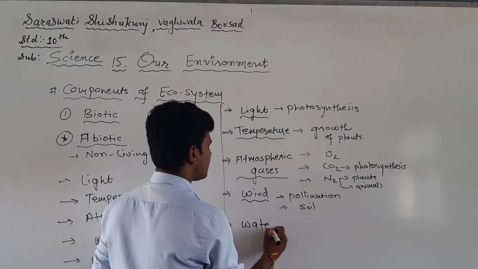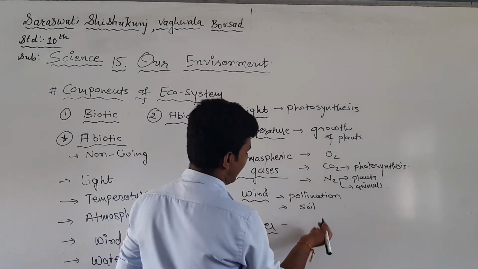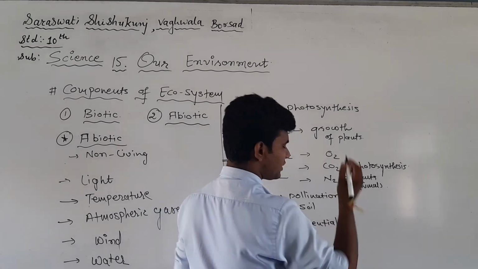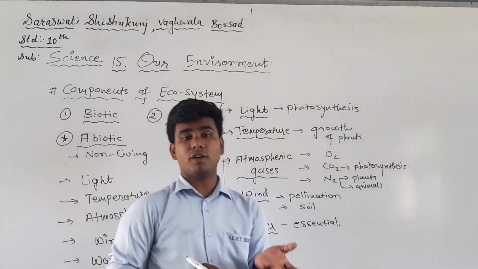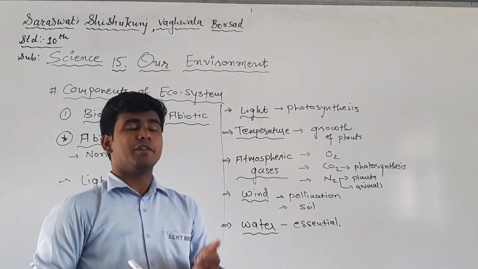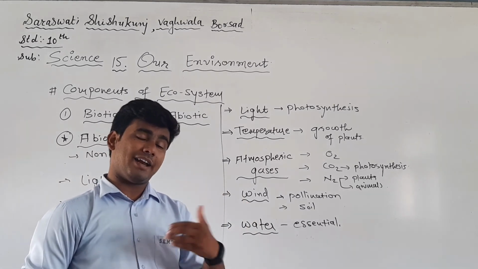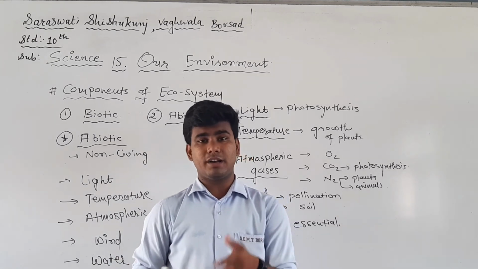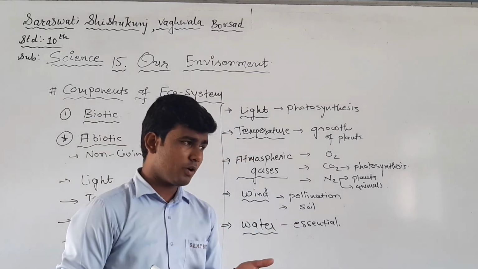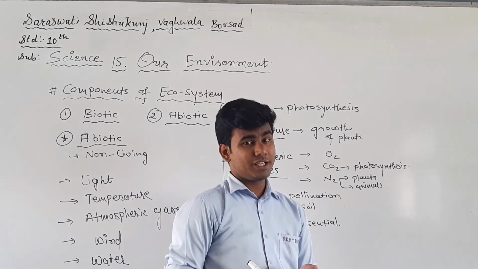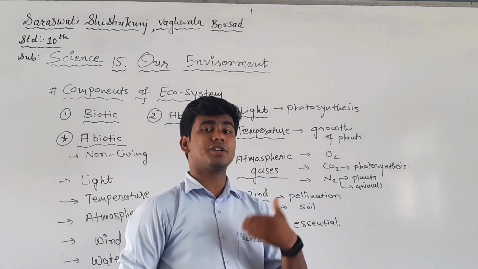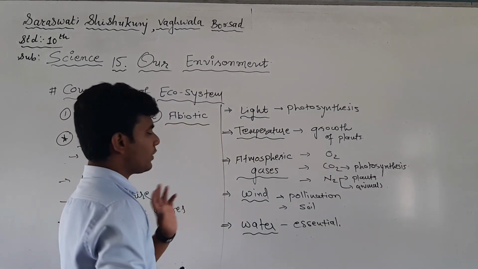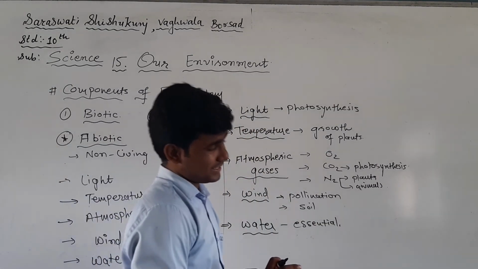Another one is water. It's very essential for our life. We are using it for our domestic purposes. We are using this water for our industrial purposes, and without water, life is not possible. Different water bodies are useful to us. Nowadays, we are using this water for production of electricity also. So these abiotic components of ecosystems are also very necessary.